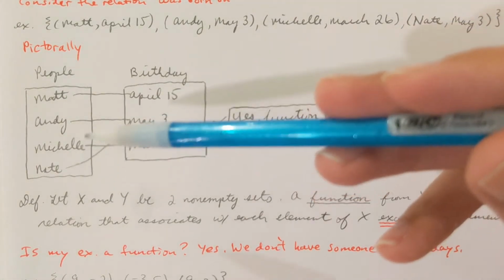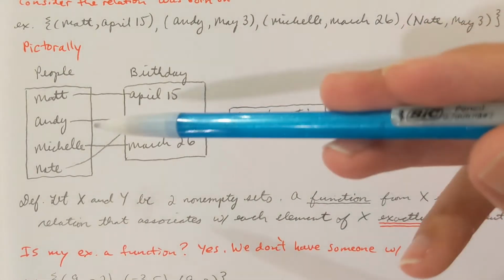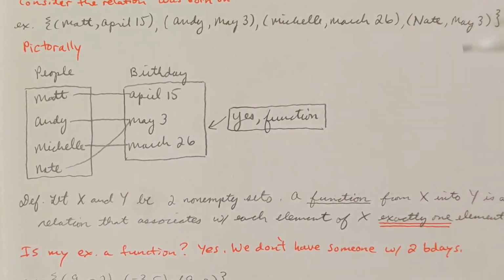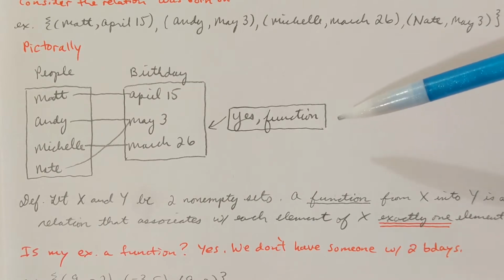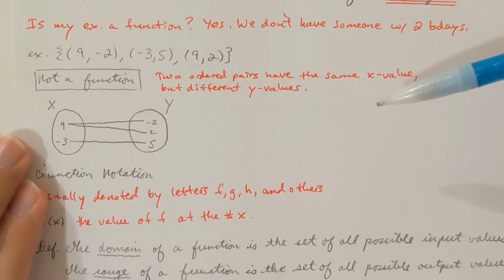Now the fact that Andy and Nate have the same birthday, that's okay. Each person has only one birthday. Nobody has two different birthdays. That's impossible. Each person only has one birthday, so yeah, this is a function. Okay?